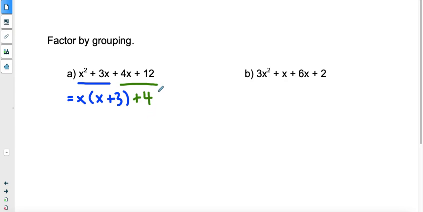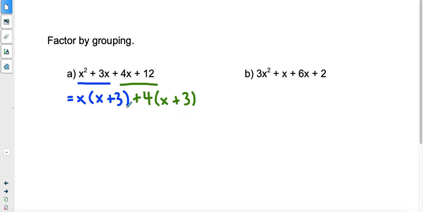And now to figure out what we're going to put inside the brackets, again, we just need to think about what can I multiply 4 by to get 4x plus 12. 4 times x will give me 4x, so I can put x inside the brackets here. 4 times 3 gives me 12, so I can put a 3 there inside my brackets.